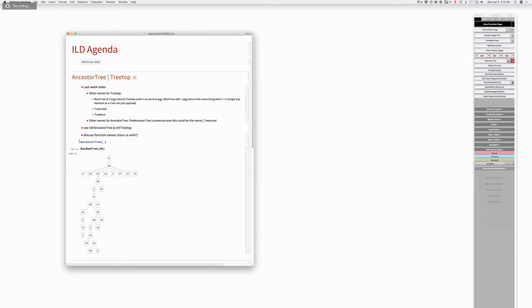Okay. I think AncestorTree is okay. All right, what's treetop now? Treetop is level down to a certain level, right? It's essentially a tree. It's the analog of shallow for a tree.